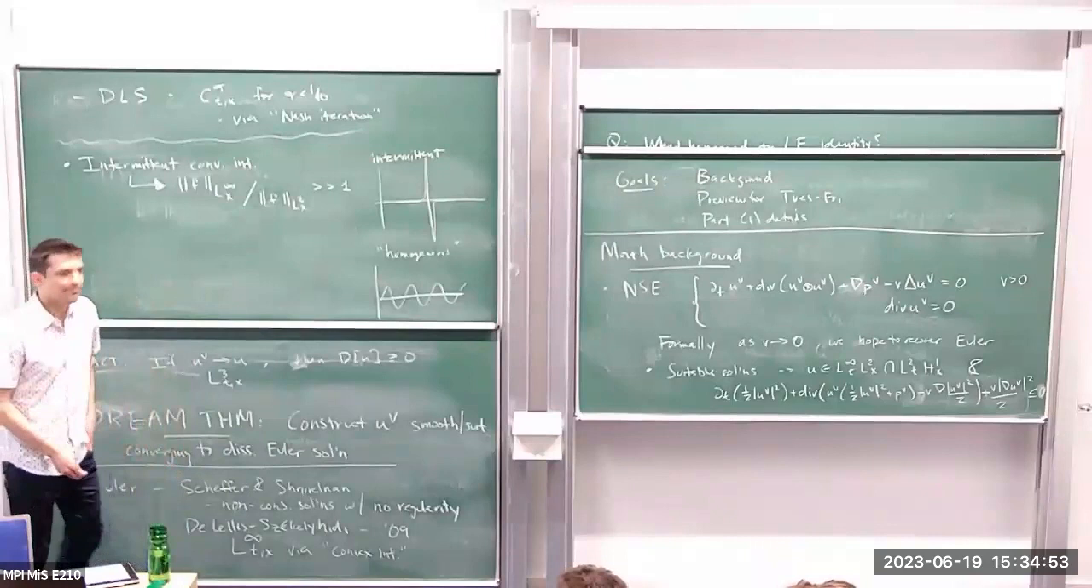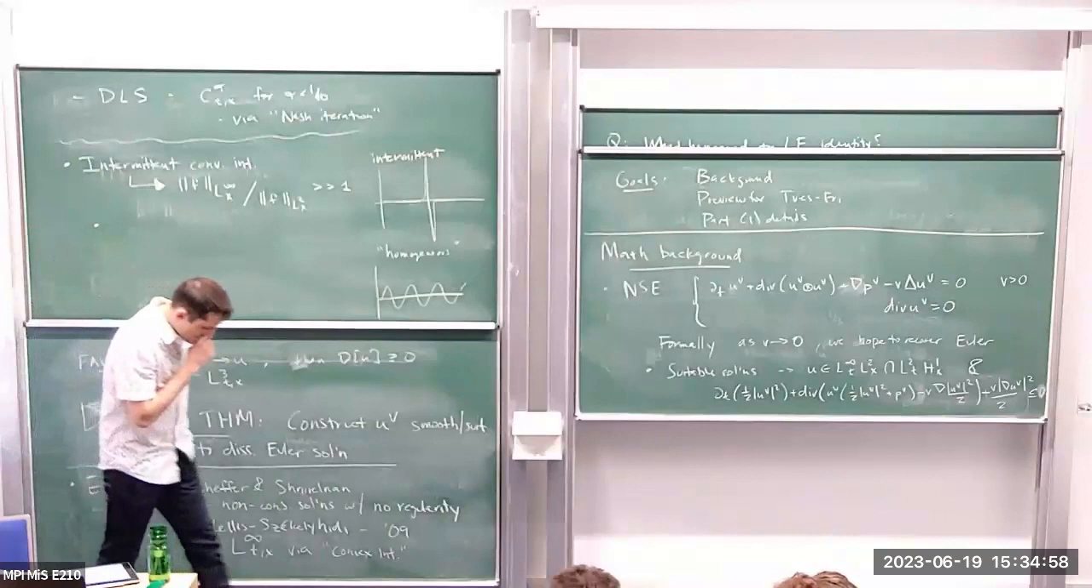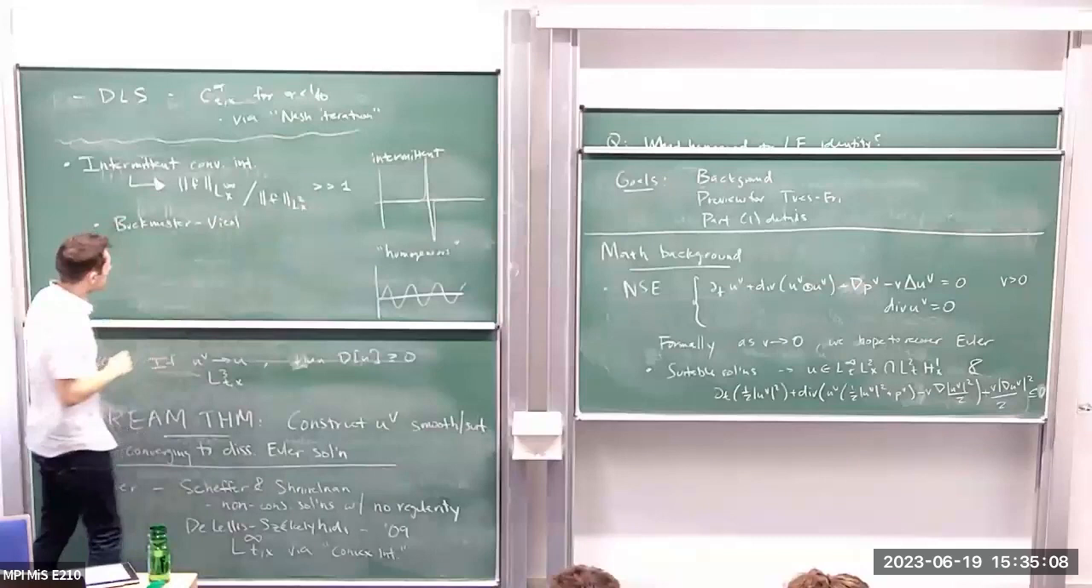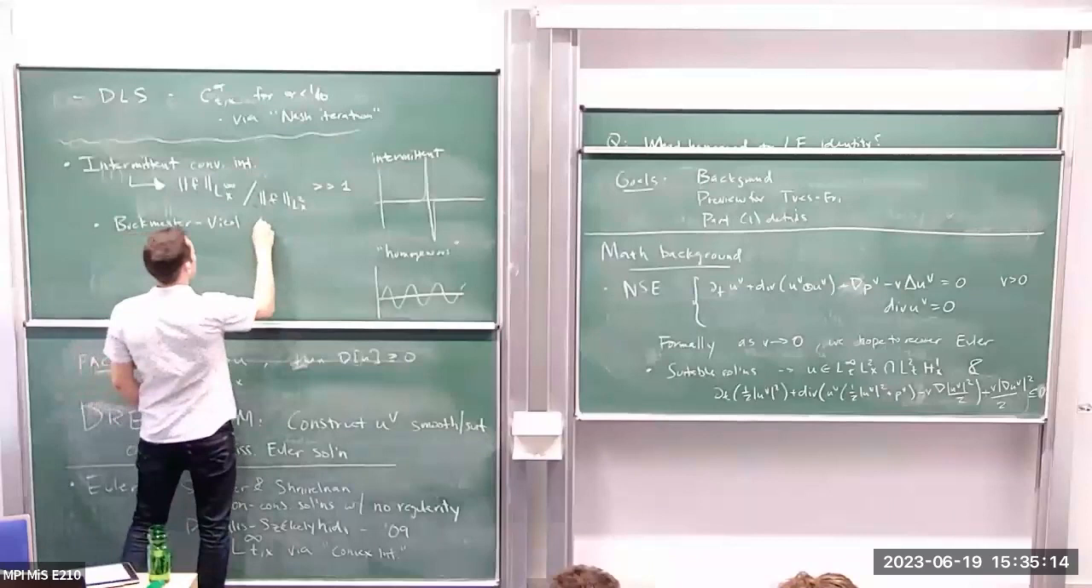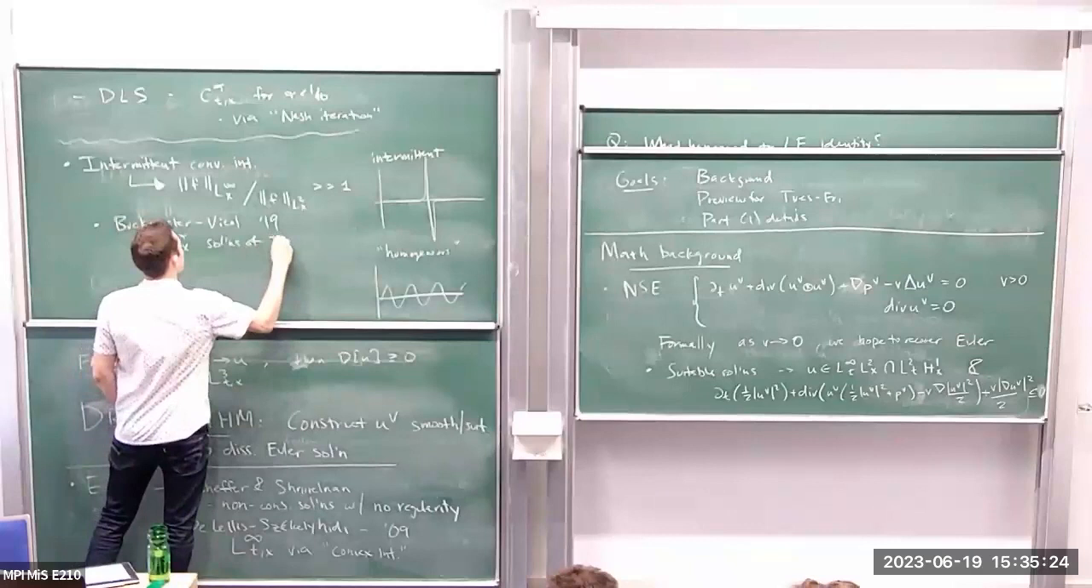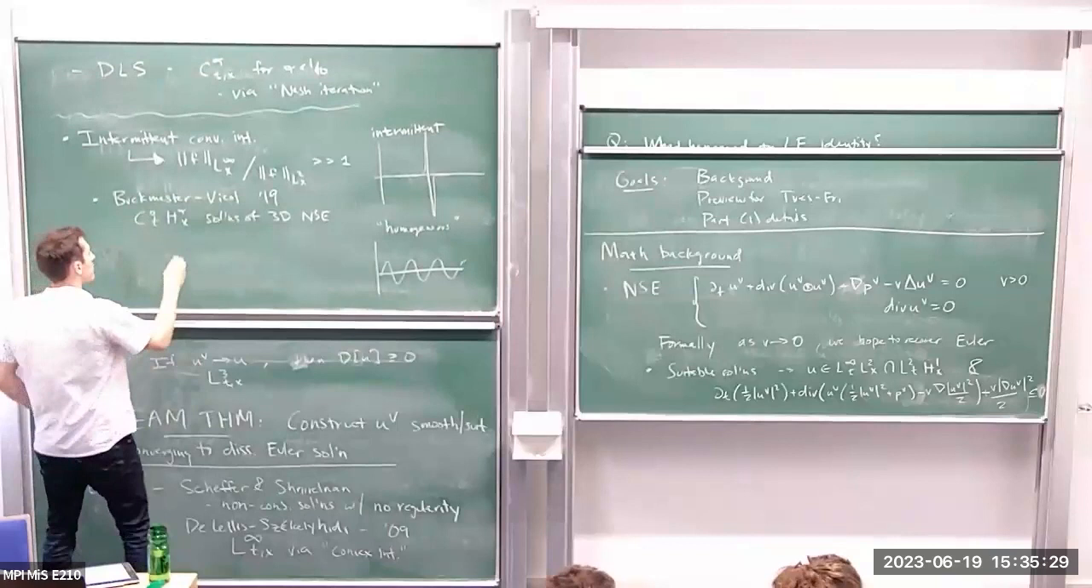All right. So this intermittent style convex integration produces some different theorems. And the first one I want to mention, which sort of initiated this whole intermittent style, is due to Tristan Buckmaster and Vicol. And what they constructed were C0t H alpha x solutions of 3D Navier Stokes, where alpha is very small, but it is positive.